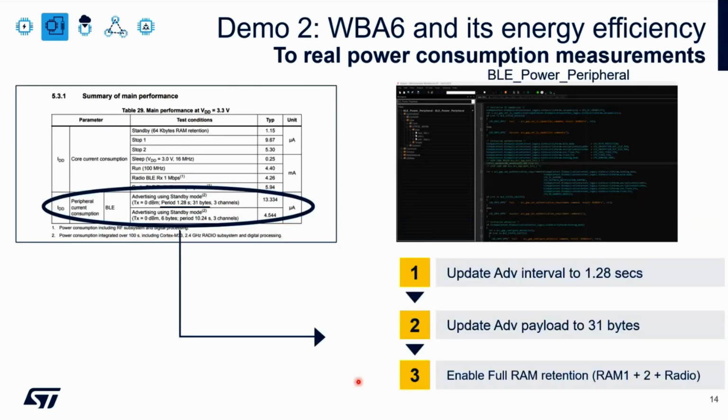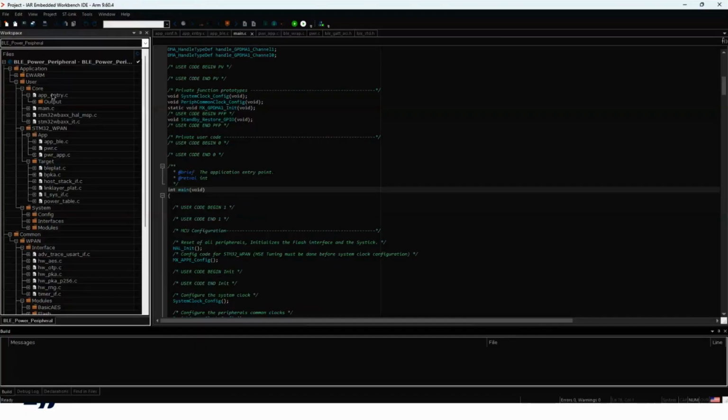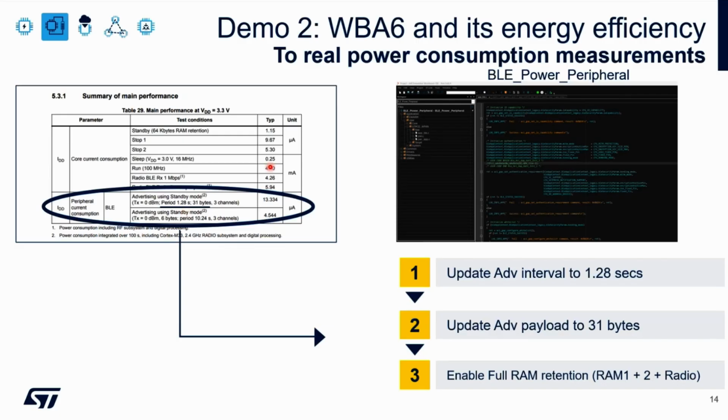And the idea is to be able to retrieve the figures in the datasheet. Now, before jumping into the code, the BLE power peripheral I'm using is the reference for doing power measurement. But we'll have to do a bit of modification inside to really meet the datasheet conditions. Typically, first, I need to advertise at 1.28 seconds. I need to update the advertising payload to 31 bytes, the maximum for legacy, and I have to enable the full RAM retention. This will be the way to meet the datasheet conditions. So this is our reference and the one to be used.